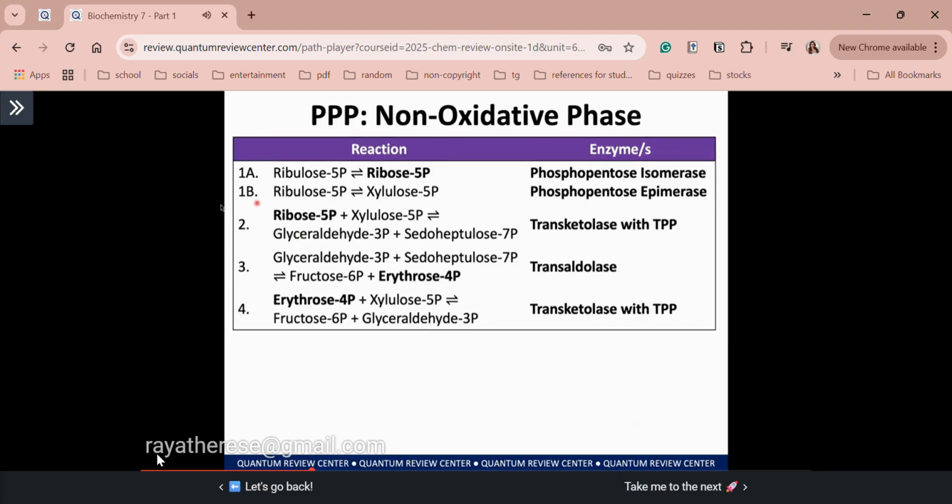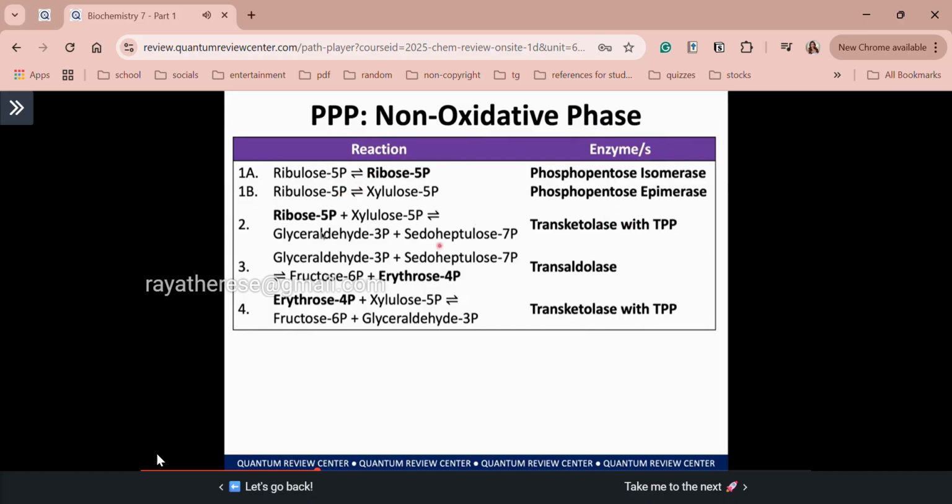So for our first two reactions, this is just the conversion of your ribulose 5-phosphate to 2 different sugars. Here, the enzyme that catalyzes each reaction is specific. For our first preparatory reaction to your non-oxidative phase, we have the conversion of ribulose 5-phosphate to ribose 5-phosphate. Here, our specific enzyme is isomerase, so this is just an isomerization reaction. And the second preparatory reaction is from ribulose 5-phosphate to xylulose 5-phosphate. And here, epimerase. Class, my tip here is to remember this by the mnemonic RICE. Ribulose, isomerase, xylulose, epimerase.